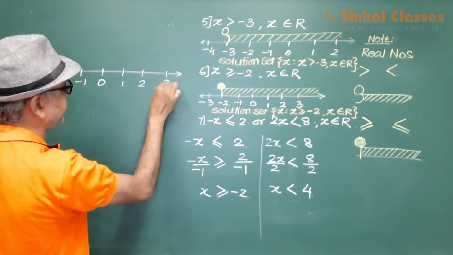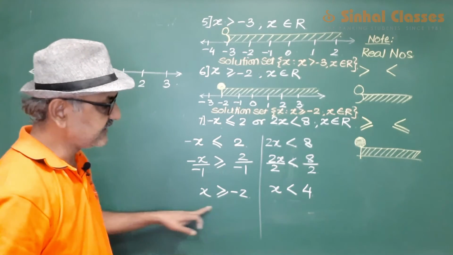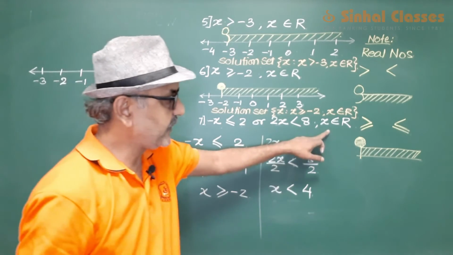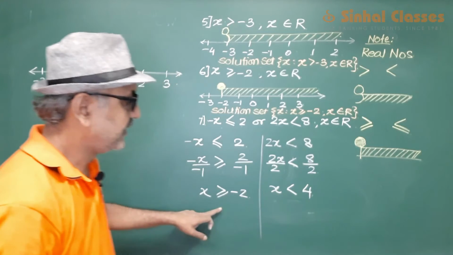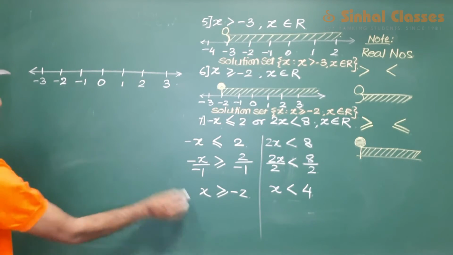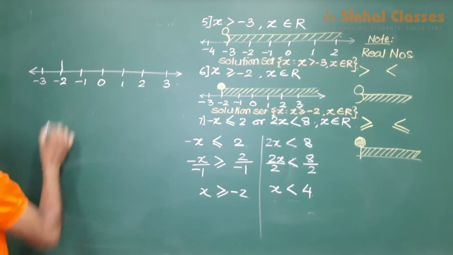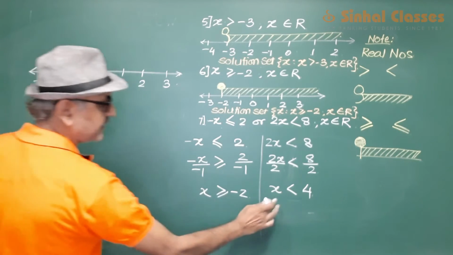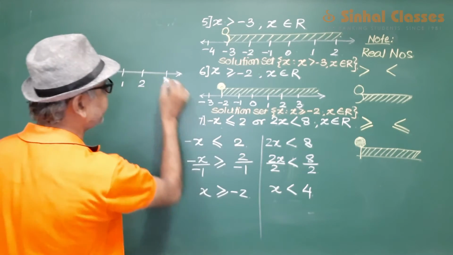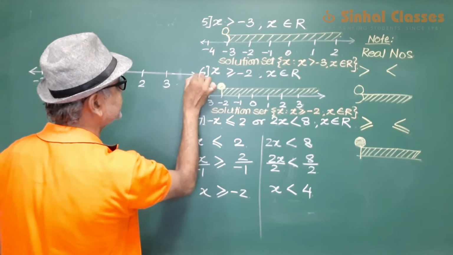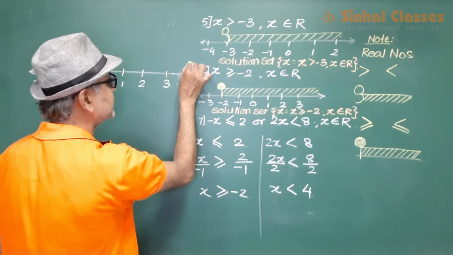x is greater than or equal to -2. The replacement set is real numbers, so greater than or equal to minus 2, start with a straight line; lesser than 4, so start with a curve.